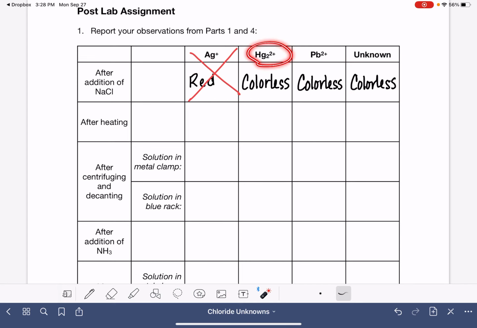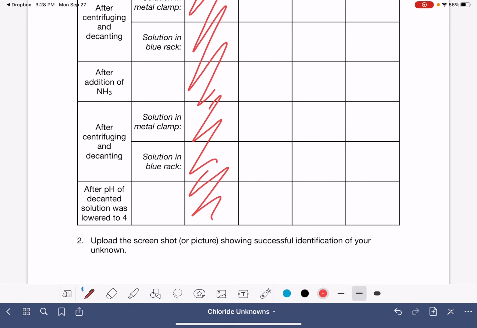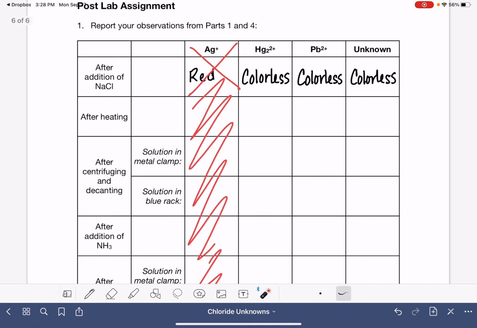I might have mercury, I might have lead, or I might have both of them, but I definitely don't have this guy. And once you've ruled out the silver, you can ignore it all the rest of the way down this data column. You don't have to pay attention to it anymore. And from here on out, you can just focus on these two. Again, looking for some way to specifically identify the mercury and specifically identify the lead.